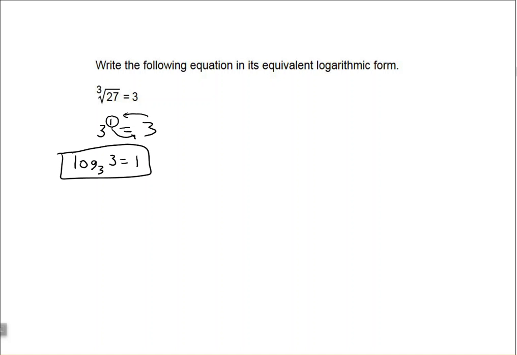And this is one of the properties that we have of logarithms. If the base of the logarithm is the same thing as what we're taking the logarithm of, then that is equal to 1. So log base 3 of 3 equals 1.